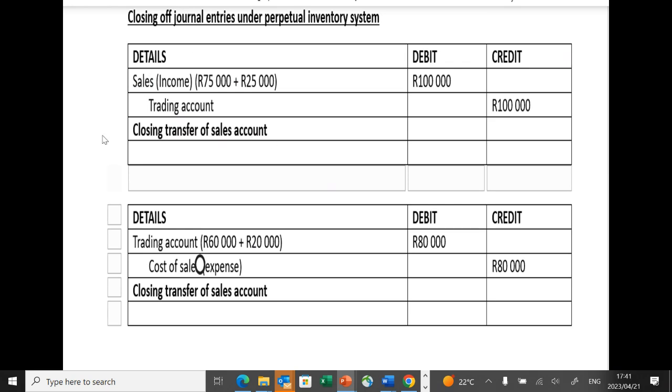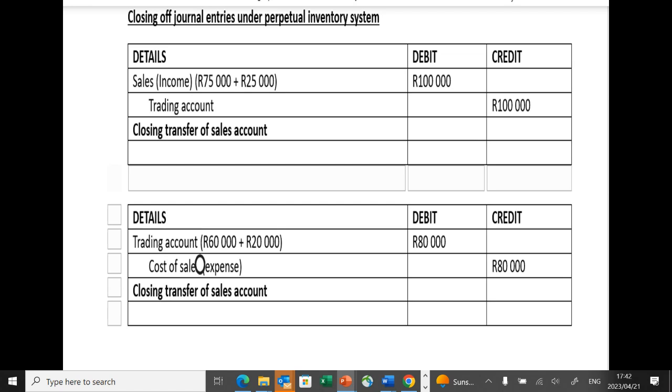So here, to close off a sales account, an income account, it increases on the credit, it reduces on the debit. So to close it off, to zero it out, you need to debit the sales income account, because we know that income reduces on the debit side. We had that 75,000 plus 25,000, so we need to debit that entire 100,000. And what are we going to credit then? We're going to credit our trading account. This is how we perform a closing off transfer of the sales account to the trading account.